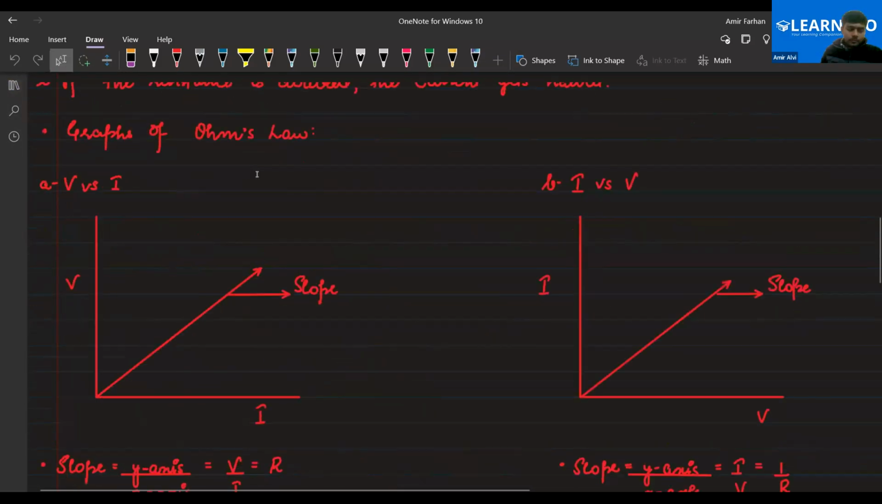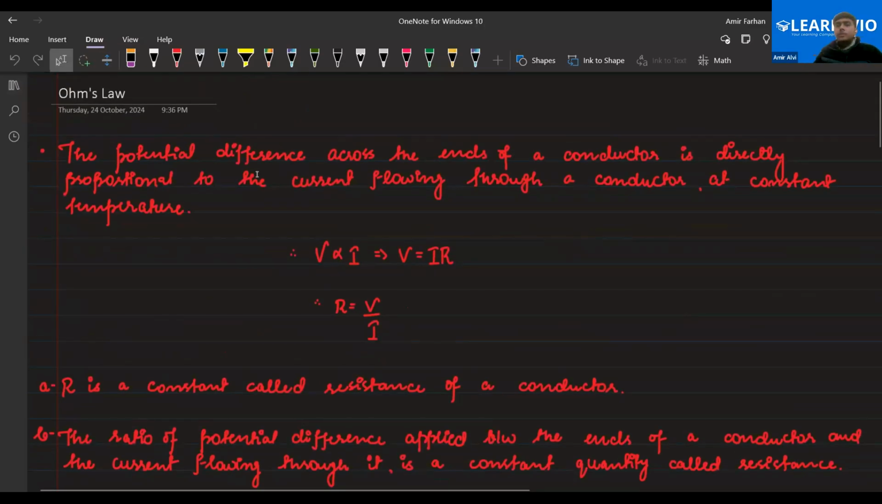So what does it mean? So what is Ohm's law? Ohm's law is nothing but it gives the relationship between the current and the potential difference. It says that the potential difference across the ends of a conductor is directly proportional to the current flowing through that conductor at constant temperature. It means that the temperature should be constant in such a scenario.